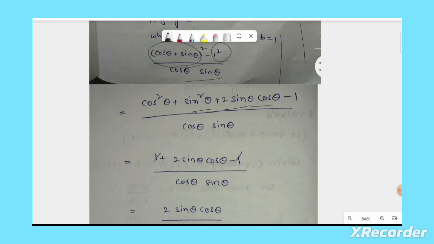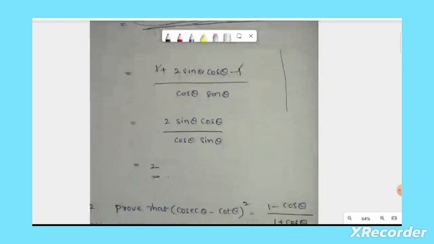We know the formula that cos square theta plus sin square theta equals 1. So in place of this value I'm writing 1, and I already have a minus 1 over here, and we have 2 sin theta cos theta. So plus 1 minus 1 gets cancelled, and we will have 2 sin theta cos theta by cos theta sin theta. These can get cancelled, as numerator and denominator are the same. Sin and cos get cancelled, and now we have the value 2.